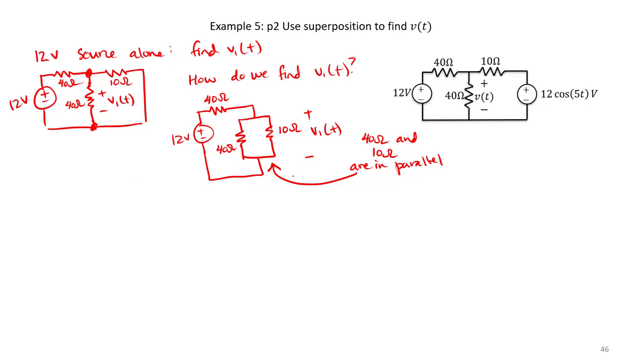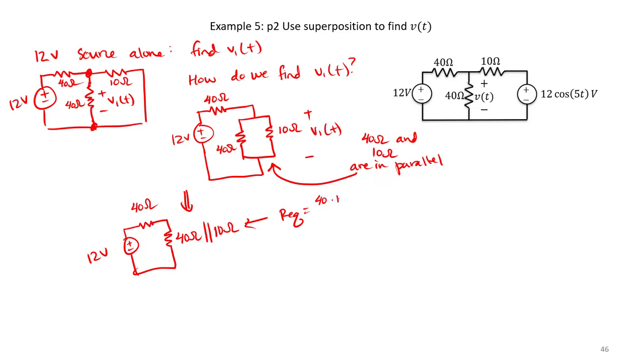So what should we do here? We want to find V1 of t. Well, how about we replace the 40 ohm and the 10 ohm resistor with an equivalent resistor. We know the equivalent resistor will be equal to 40 times 10 over 40 plus 10. That's 400 divided by 50 ohms, or 8 ohms, right?